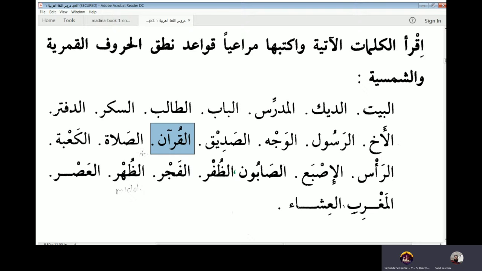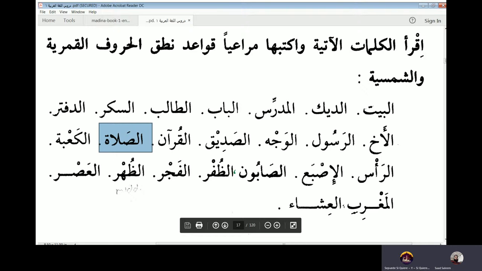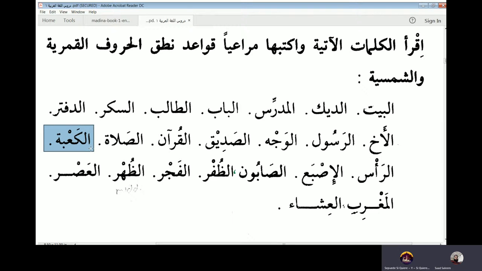Al-Quran. That's the Quran. Yes. As-Salatu. Is that the same as peace? Yes. Okay. Salatu, that we pray five times a day. Oh, Salah, the prayer. Okay. Al-Ka'batu. The Kaaba? Yes, the Kaaba. Okay.